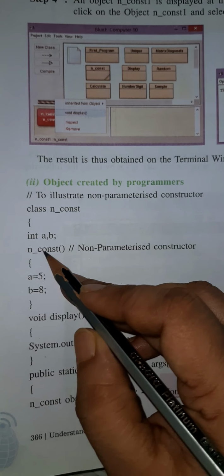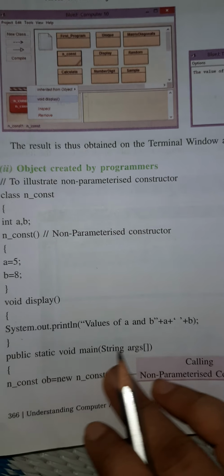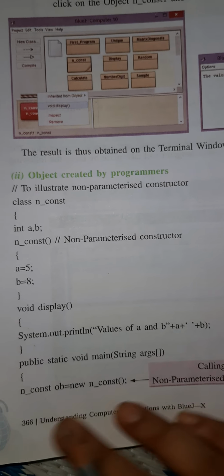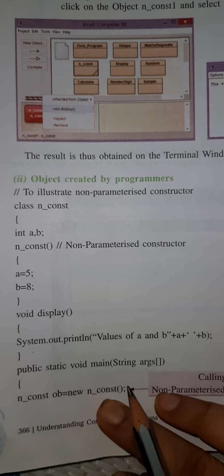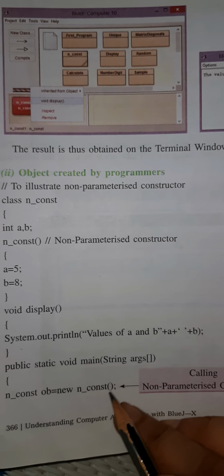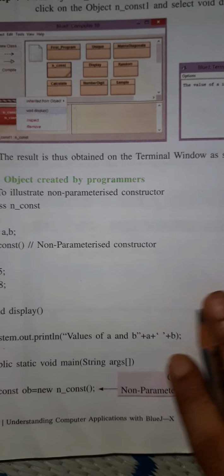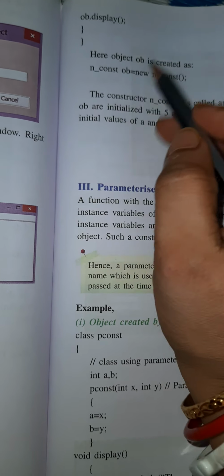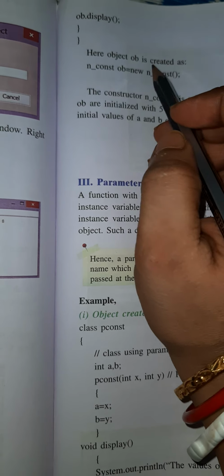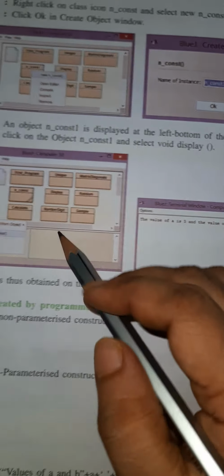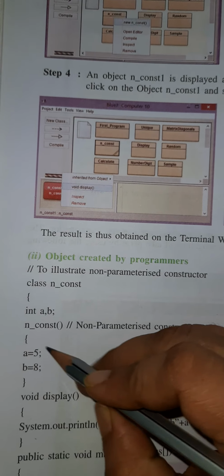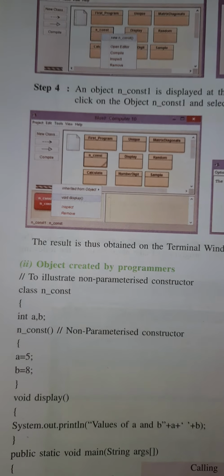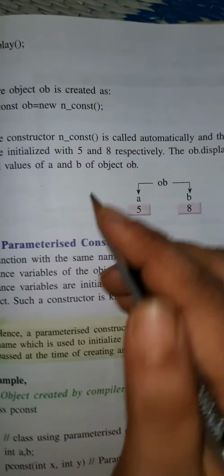Here you see again the same program is there. Here the main method we are writing as normal, so we are making the object of the class, and here a non-parameterized constructor is there, and we are calling obj.display. So automatically the object will call this non-parameterized constructor and take the values 5 and 8, and it is going to display.